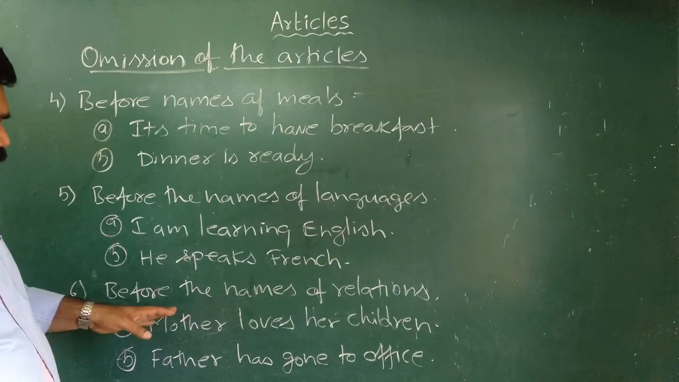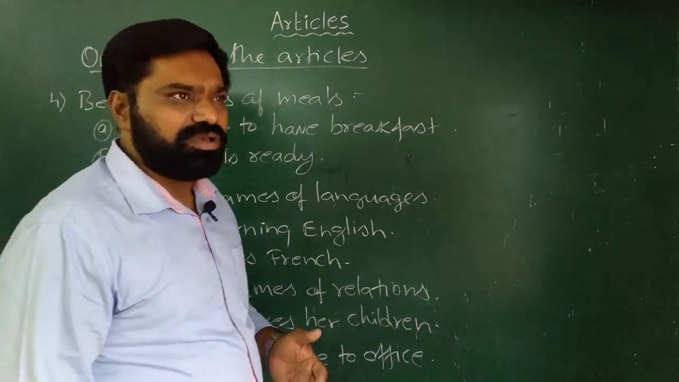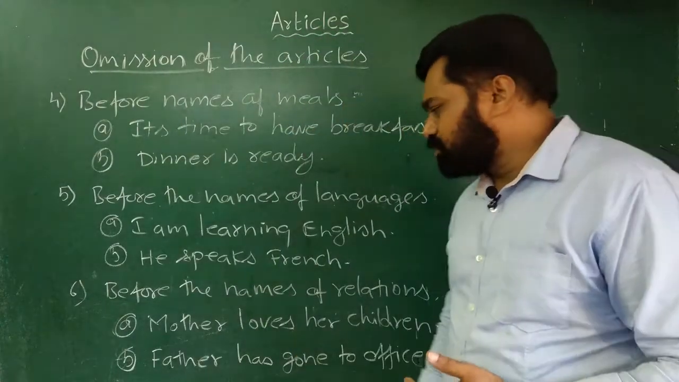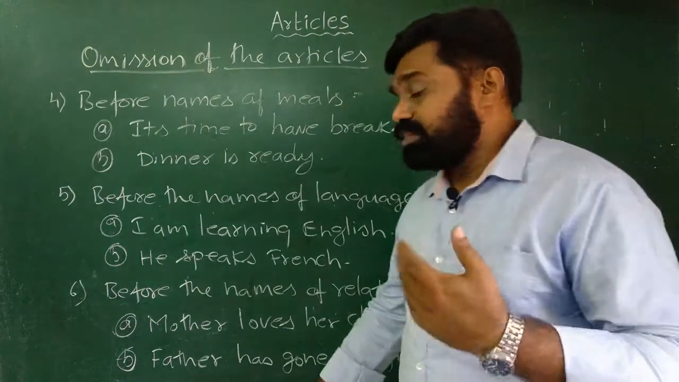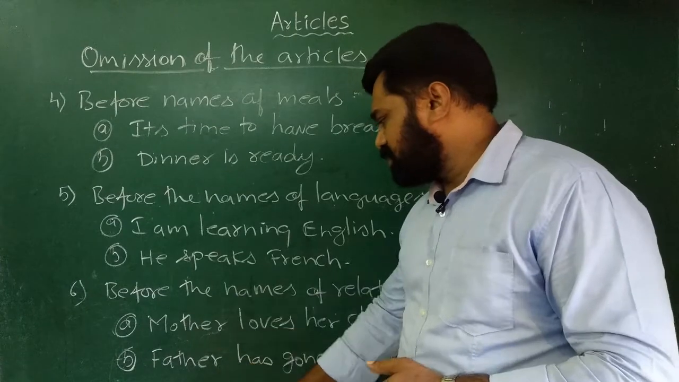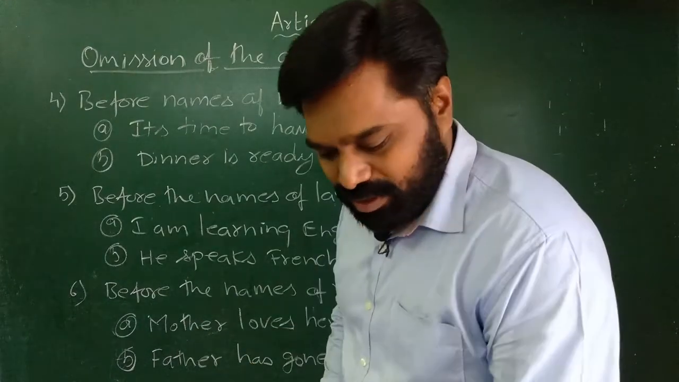And finally, we should not use articles before the names of relations, right? All the relations, father, mother, brother, sister. So we should never use articles. For example, mother loves her children. We should not say the mother, or we should not say a mother, right? So since they are all the names of relations, we should not use articles before them.